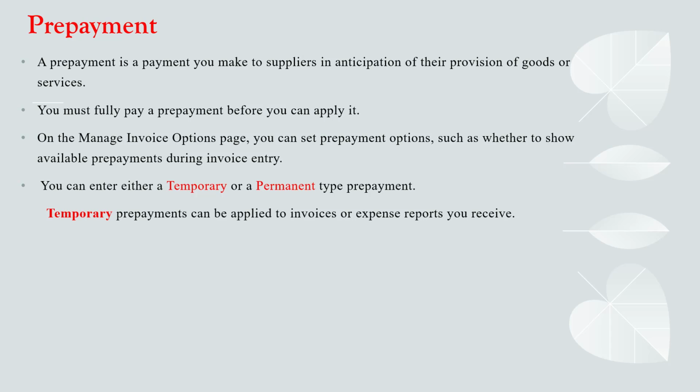What is the temporary prepayment? This is a prepayment that can be applied to invoices or expense reports you receive. So the temporary prepayment is applicable to standard invoices, debit memos, and so on. Once you make a standard invoice and go to Actions, Apply Prepayment, you will find this type of prepayment is shown to you to apply or not apply.